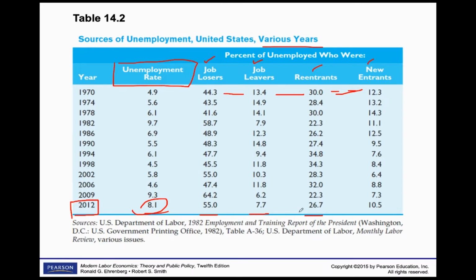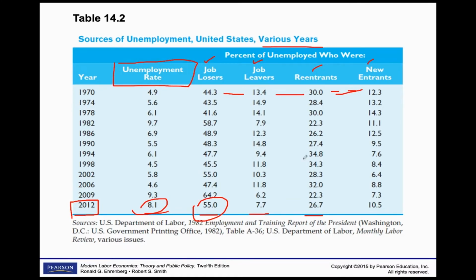So if we look at this, we find that job losers are the main category, while the least category out of these four is the job leavers, only 7.7% in this case, right? The second highest is the re-entrants, and then number 3 is new entrants.